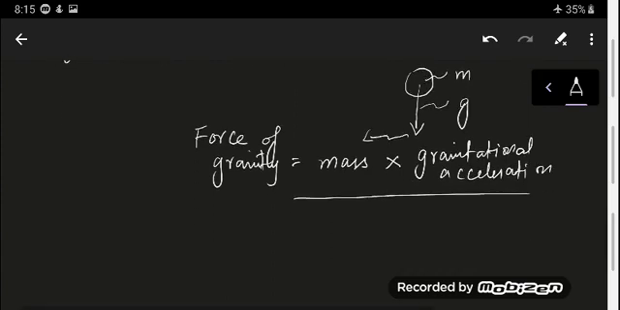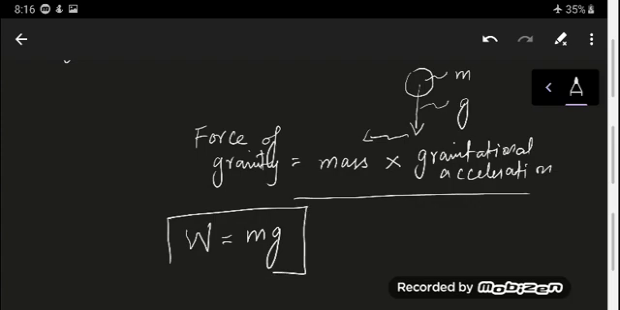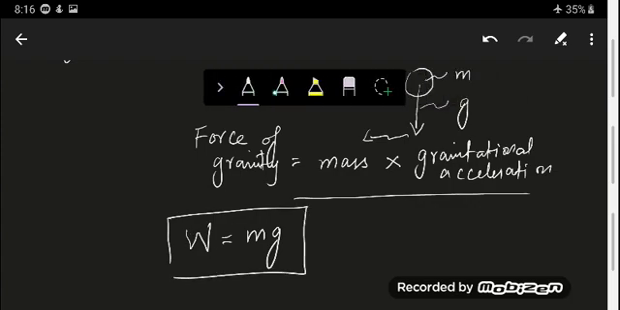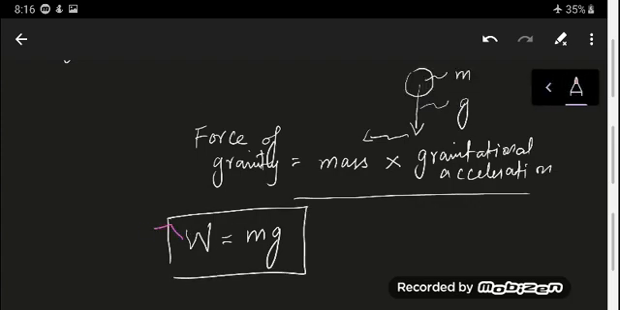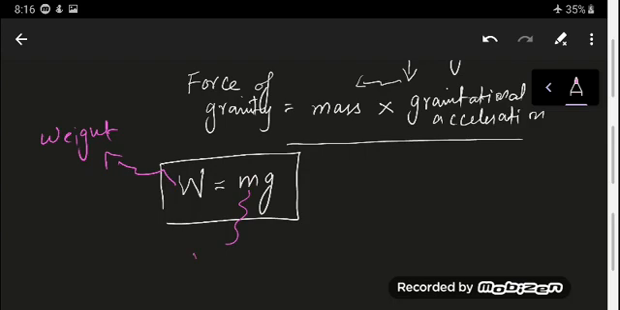In other words, we can also write it as W equals mg, since force of gravity is equivalent to the weight. This W is the symbol for the weight, this is the mass, and g is the gravitational acceleration.